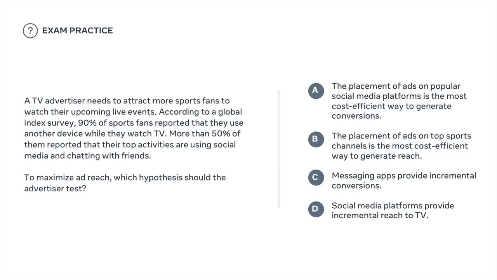Here are the options. Option A, the placement of ads on popular social media platforms is the most cost-efficient way to generate conversions. B. The placement of ads on top sports channels is the most cost-efficient way to generate reach. C. Messaging apps provide incremental conversions. D. Social media platforms provide incremental reach to TV.